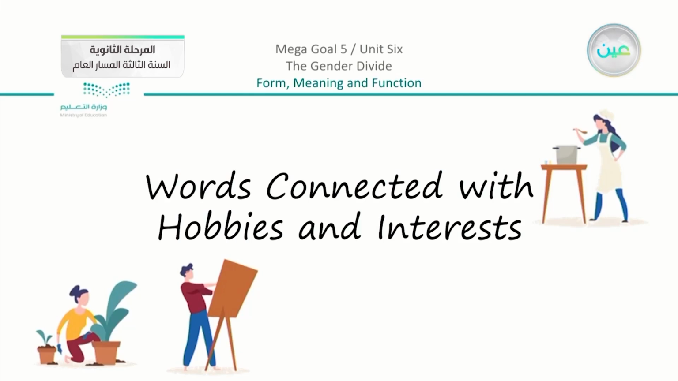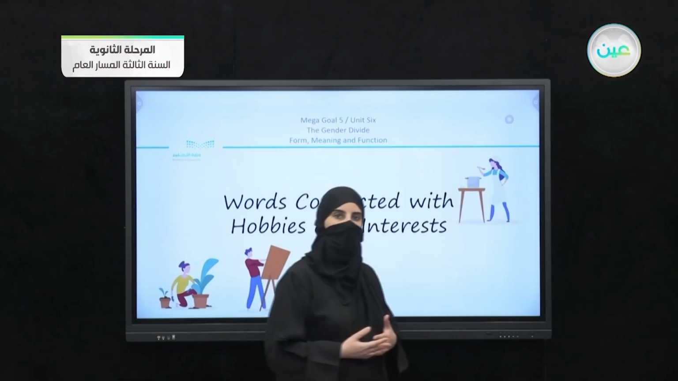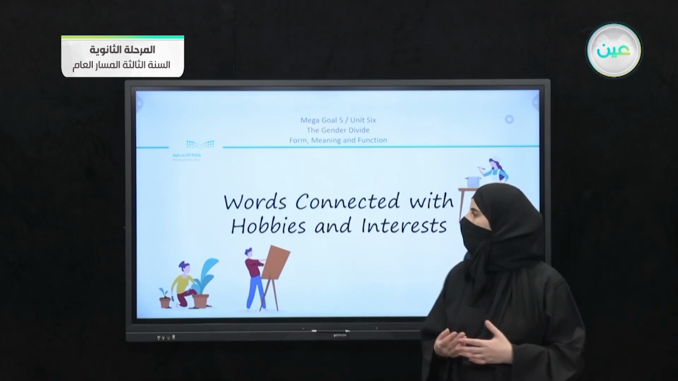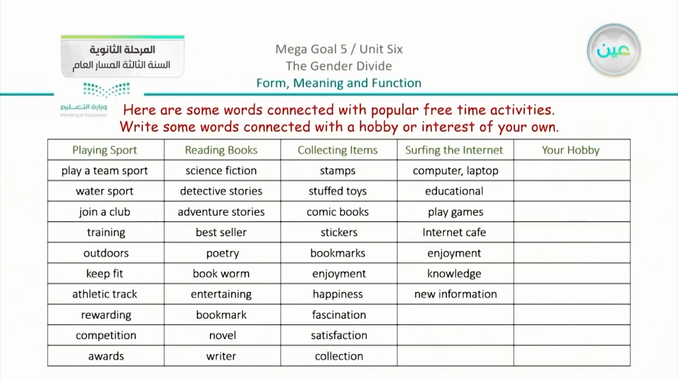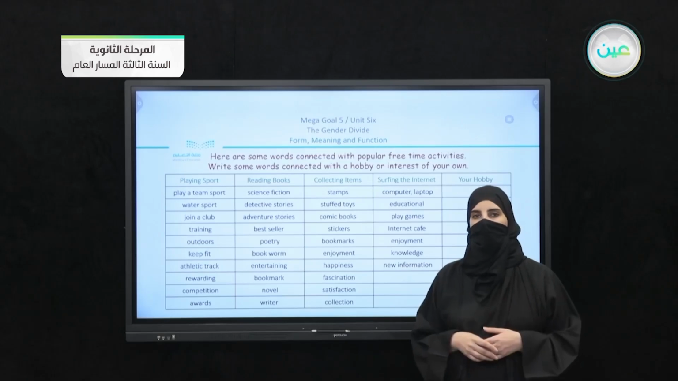Now, since we are talking about baking, which can be a hobby, we do have something in the book about words connected with hobbies and interests. So you can see that we have here a lot of words that are connected with popular free time activities. You can add your own. We have here playing sports and a lot of words connected to playing sports. We can say, for example, water sport, outdoors, keep fit, rewarding, and competition. So it's not just about sports, but words that are related to sports.